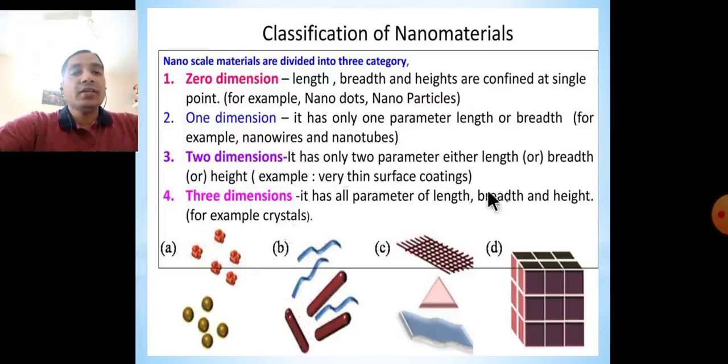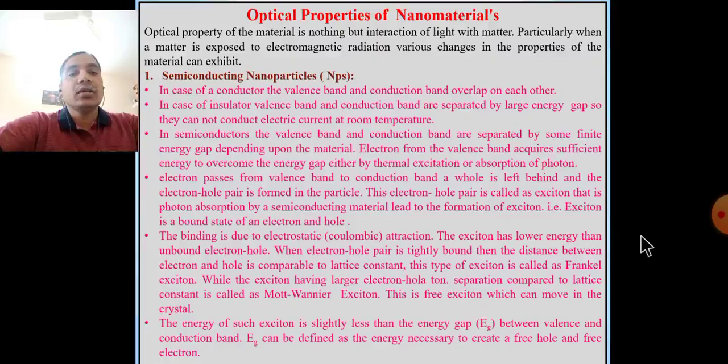Two dimension: it has only two parameters, length and breadth, for example very thin surface coating, like the thin coating on this mesh or nickel foam. Three dimension: it has all parameters of length, breadth and height, for example the crystal shown in the figure. This is the classification of nanomaterials: zero dimension, one dimension, two dimension and three dimension.